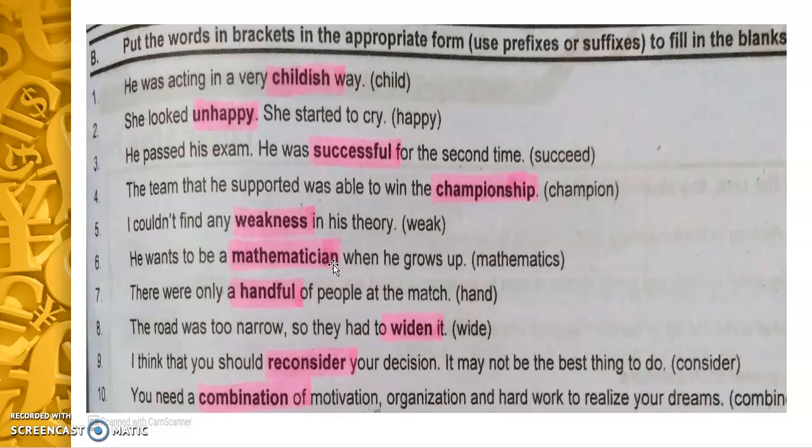He wants to be a mathematician, CIAN. This is a suffix that we use with a root word, so it changes into a noun, a person: mathematician, musician, etc. There were only a handful of people at the match. We have used ful with hand to show that it is an adjective, very few people. The road was too narrow, so they had to widen it. This is a verb. So whenever you use en, it usually ends up as a verb, widen, strengthen.